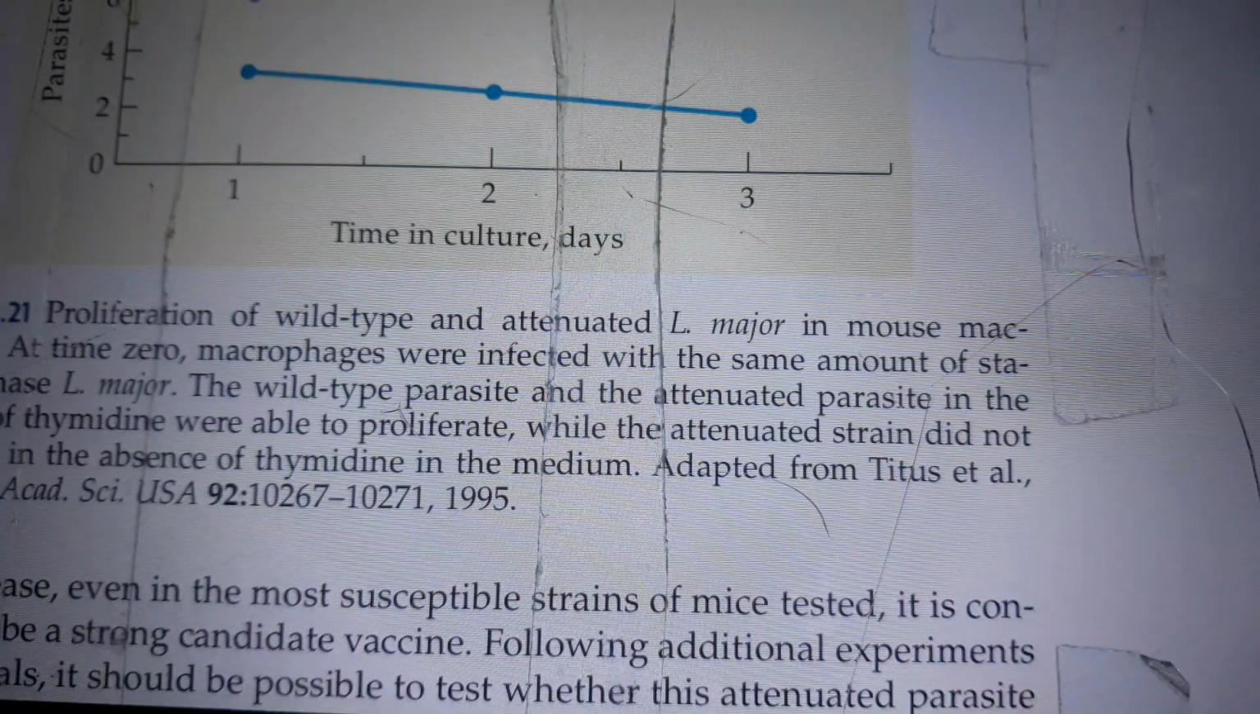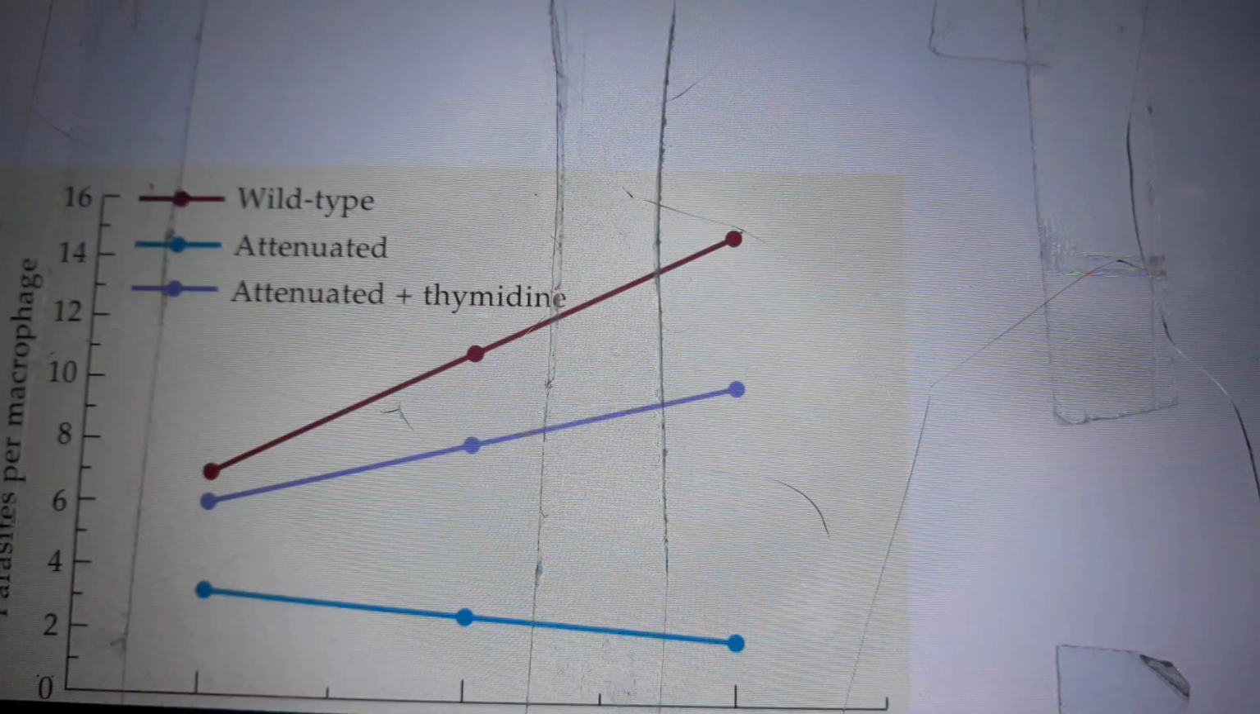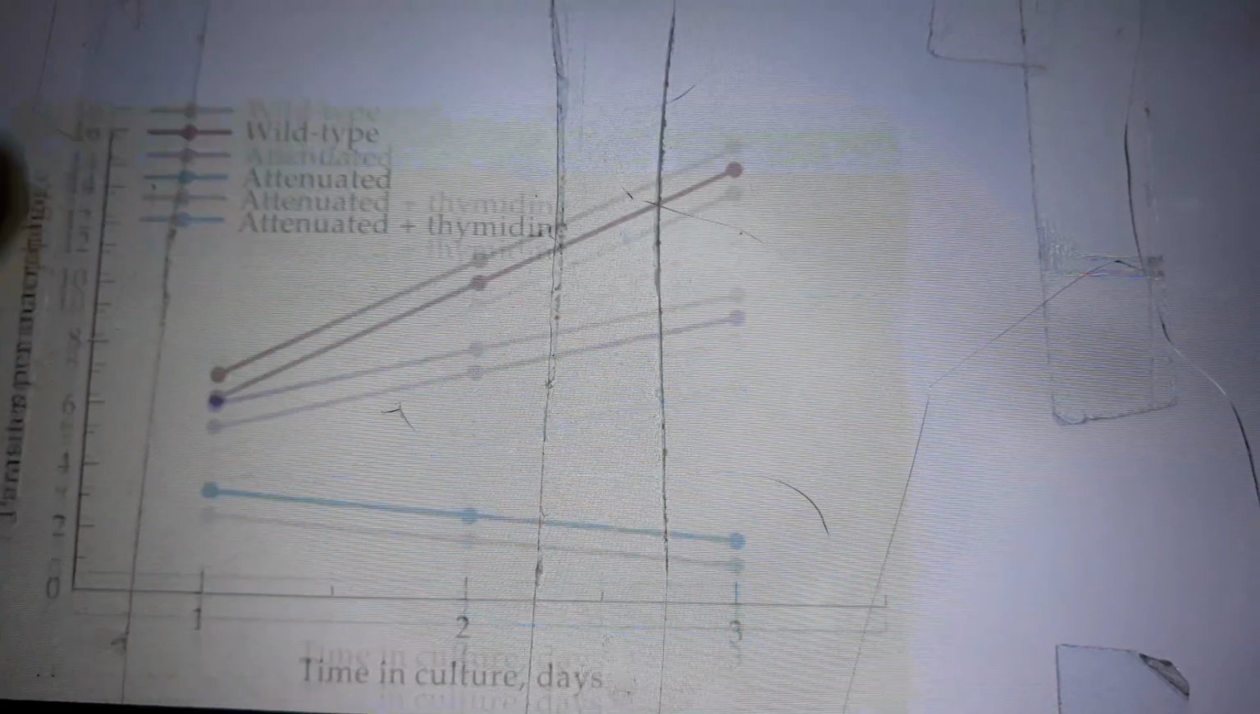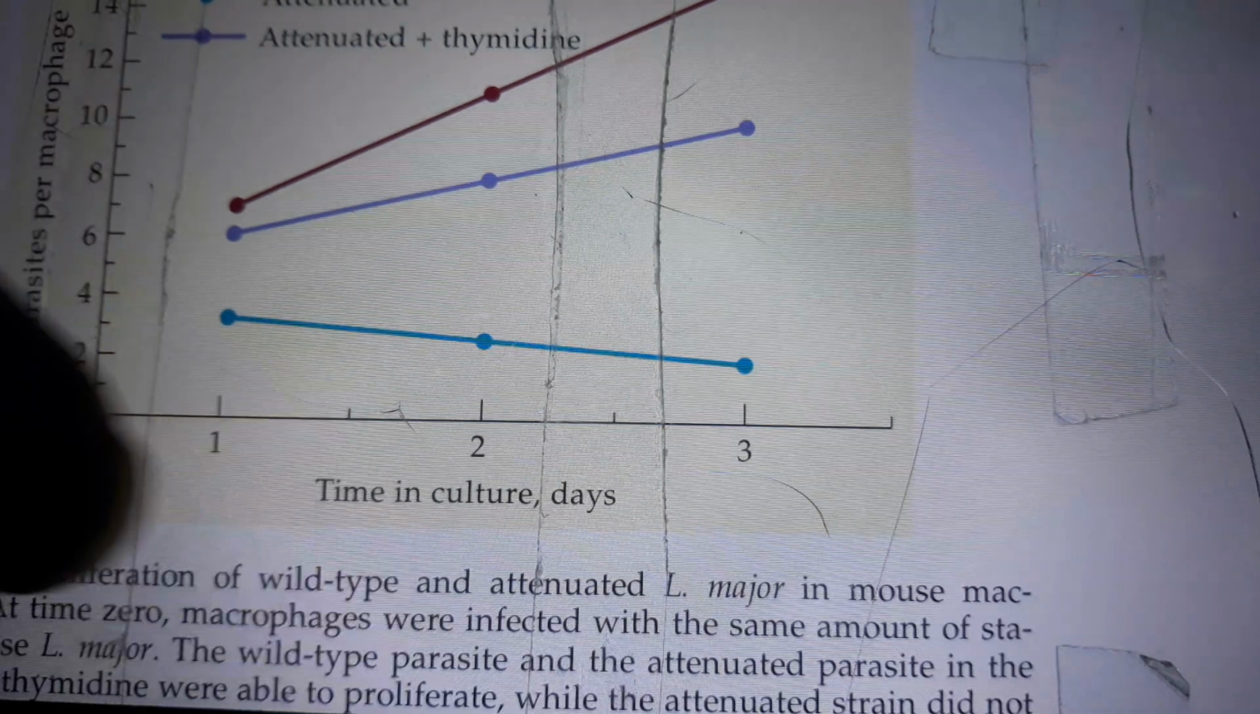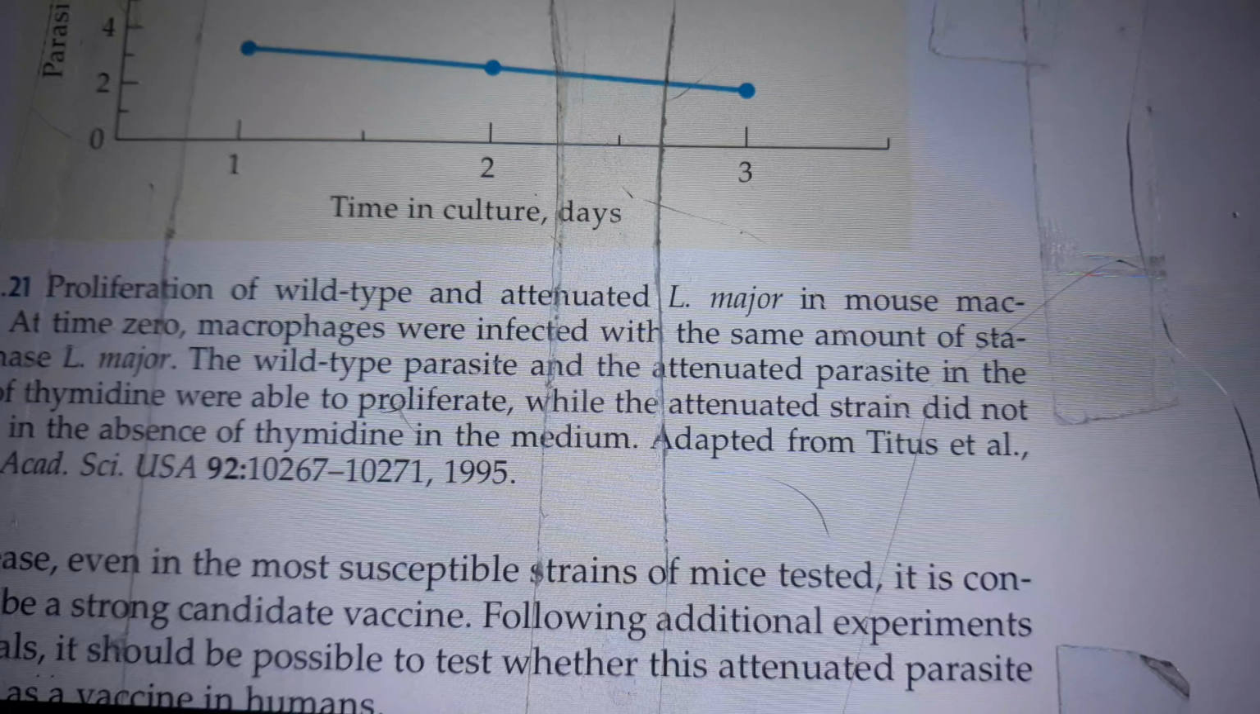Next is figure 12.21, proliferation of wild type and attenuated L. major in mouse macrophages. At time 0, macrophages were infected with the same amount of stationary phase L. major. The wild type parasite and the attenuated parasite in the presence of thymidine were able to proliferate, but the attenuated strain did not proliferate in the absence of thymidine in the medium. Courtesy of the National Academy of Science. This is the diagram for that. Wild type, attenuated, attenuated plus thymidine. On the vertical axis, you have parasites per macrophage, horizontal axis, time in culture in days. Note these, make points, and do.